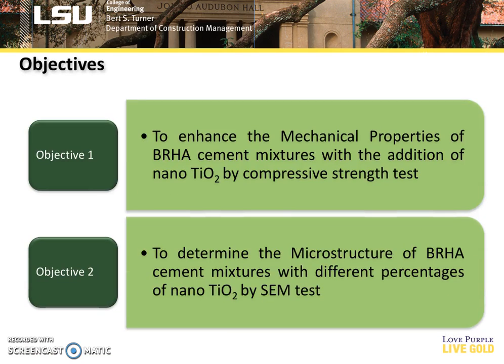So the objectives of this study can be categorized as: first, to enhance the mechanical properties of black rice husk ash cement mixture with the addition of nanotitanium by compressive strength test. And the second objective is to determine the microstructure of black rice husk ash cement mixture with different percentages of nanotitanium by SEM test.